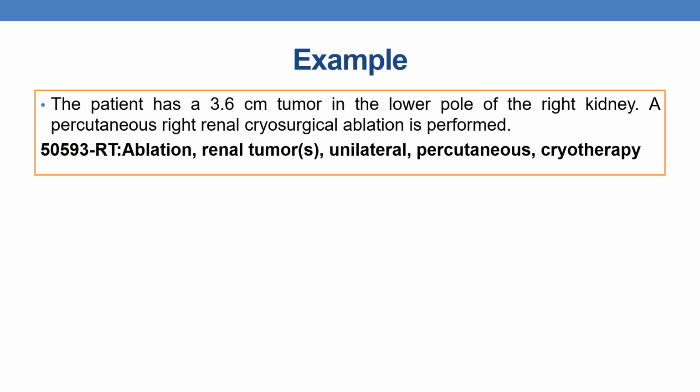Now let us see an example. A patient has a 3.6 centimeter tumor in the lower pole of the right kidney. Percutaneous right renal cryosurgical ablation is performed. So here the CPT is 50593 along with RT modifier to indicate right side. Ablation renal tumor, unilateral, percutaneous, cryotherapy.